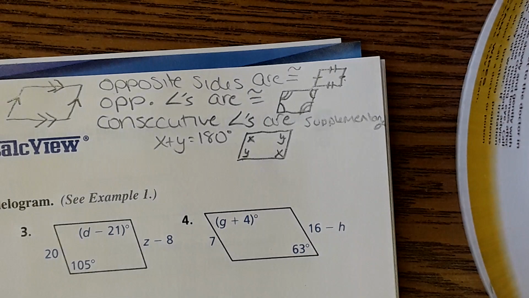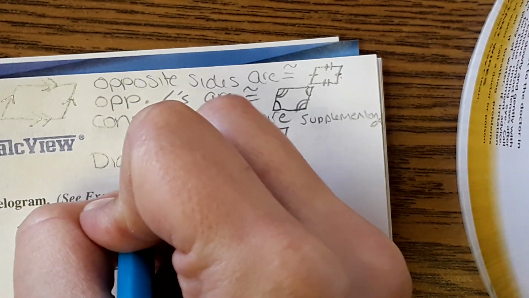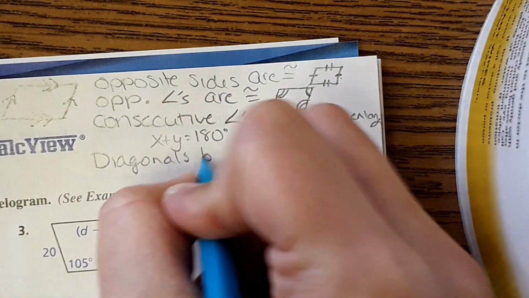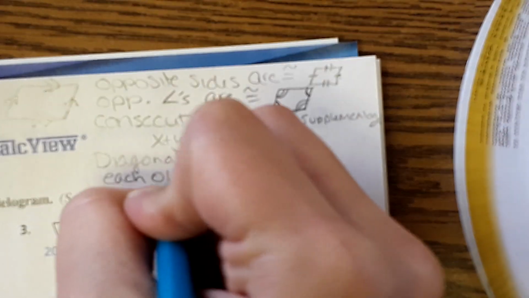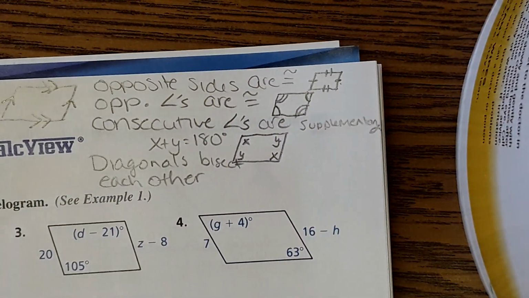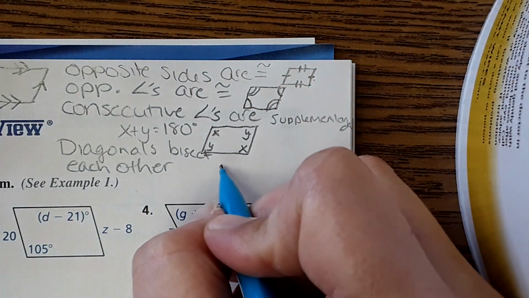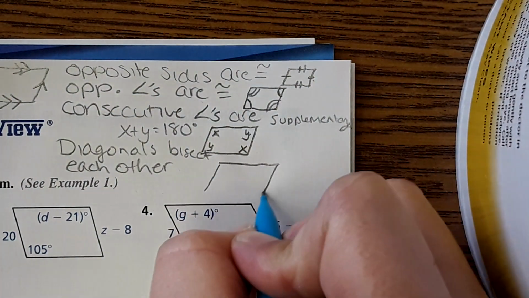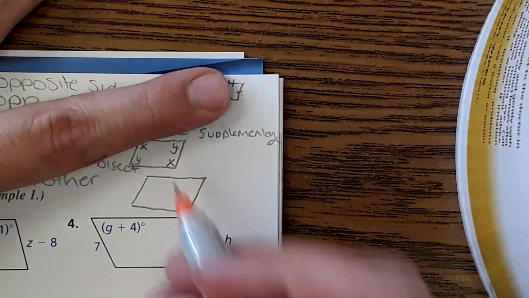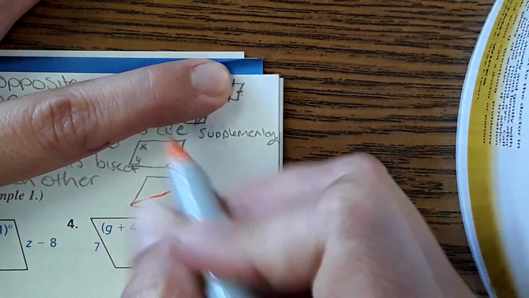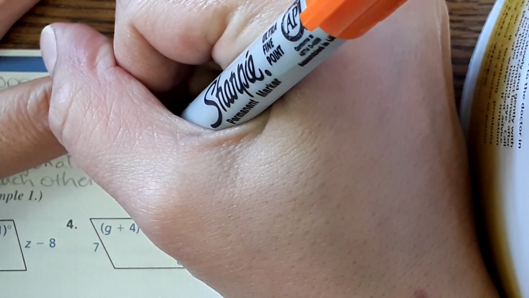Okay, next one, the last one actually, is the diagonals bisect each other. And what does that look like? Okay, here's our parallelogram. So a diagonal would be like this and this right here.